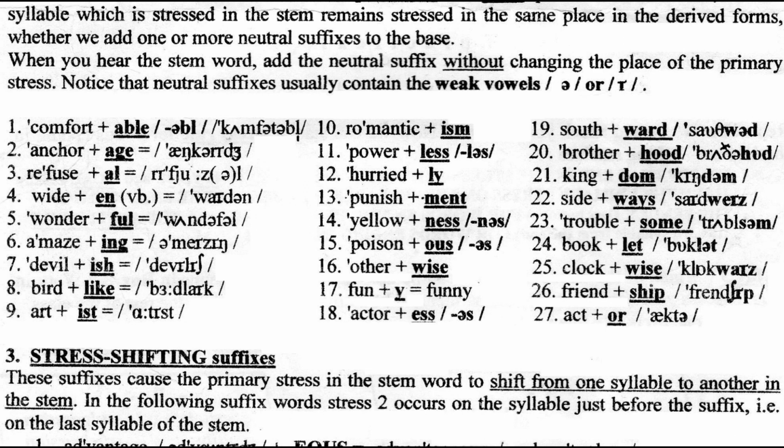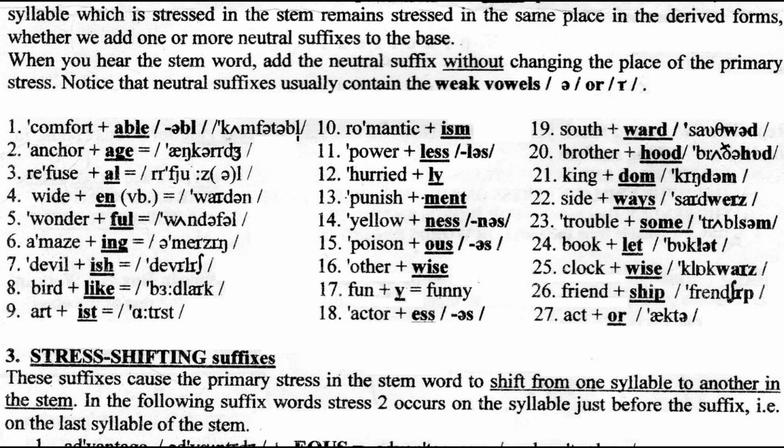Romantic plus ism, romanticism. Power plus less, powerless. Harried plus ly, harriedly. Punish plus ment, punishment. Yellow plus ness, yellowness. Poison plus ous, poisonous. Other plus wise, otherwise. Fun plus y, funny.